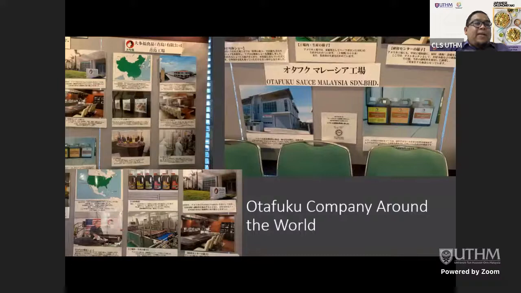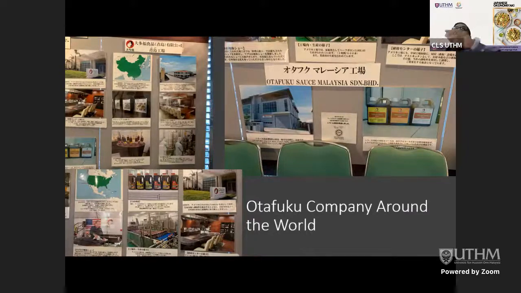So this is the company. Otafuku has branches around the world, including a company in Malaysia. That's why you can produce halal sauce in Malaysia. Now you can get almost all Japanese condiments halal in Malaysia. For your information, the sauce, the shoyu and mirin that you eat in Sushi King are produced by this company.